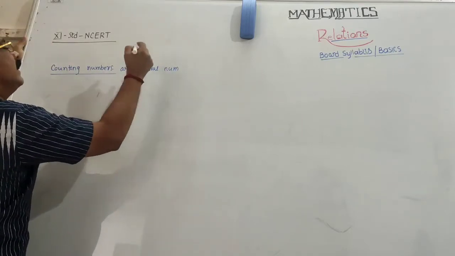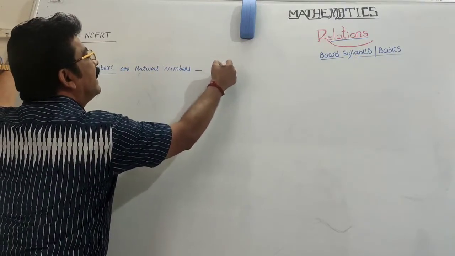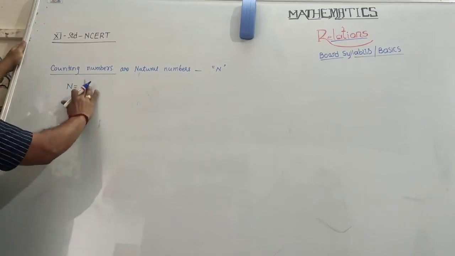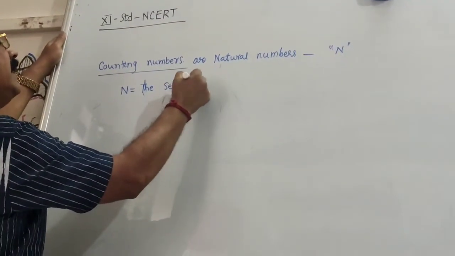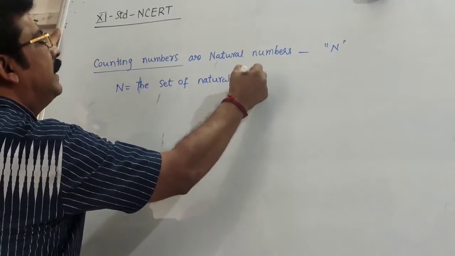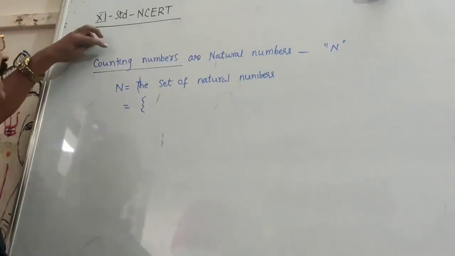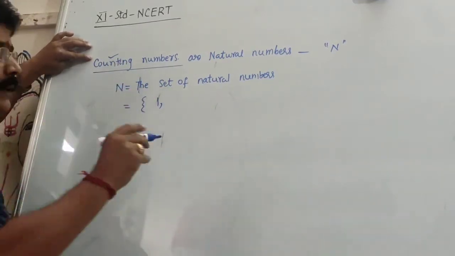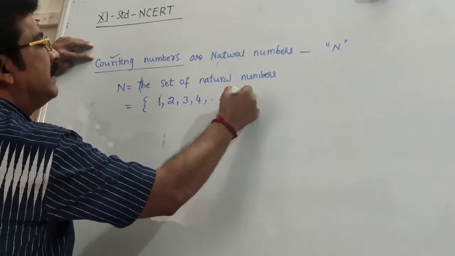Counting numbers are natural numbers. Of course, it is denoted by capital N. So therefore, capital N means the set of natural numbers. Actually, counting will start with 1, not with 0. Remember. So 1, 2, 3, 4, and so on. Just like that.